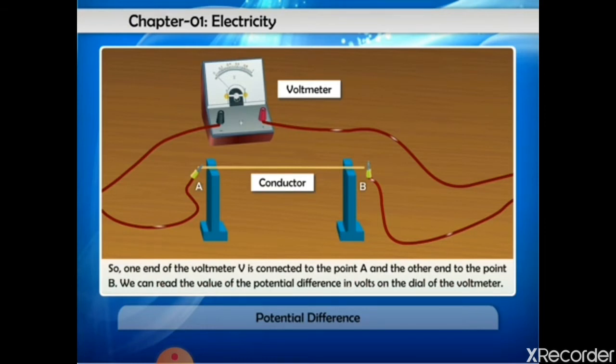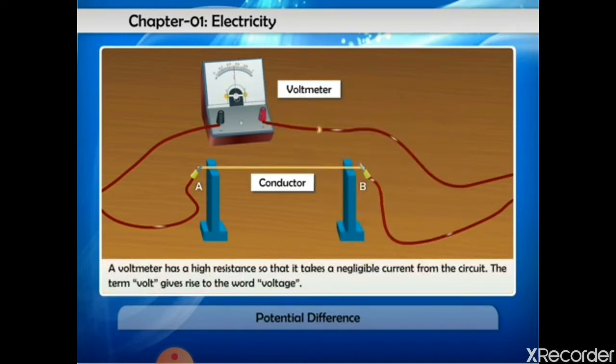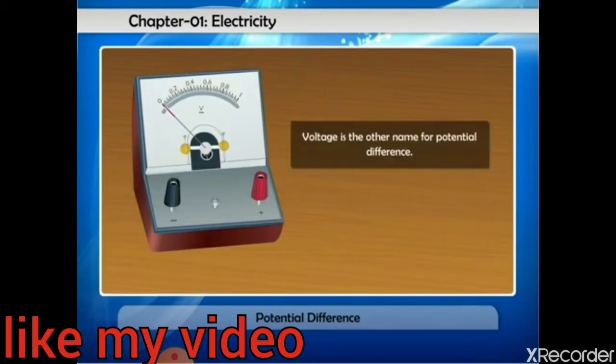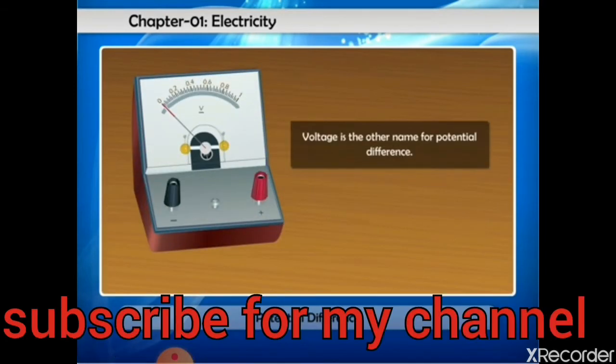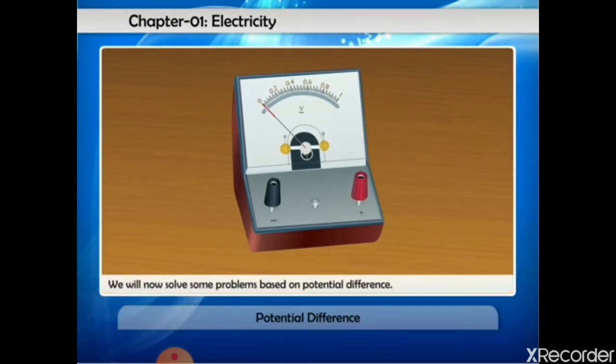So, one end of the voltmeter V is connected to the point A and the other end to the point B. We can read the value of the potential difference in volts on the dial of the voltmeter. A voltmeter has a high resistance so that it takes a negligible current from the circuit. The term volt gives rise to the word voltage. Voltage is the other name for potential difference. We will now solve some problems based on potential difference.